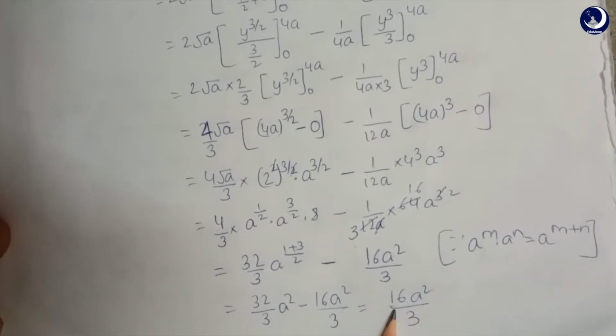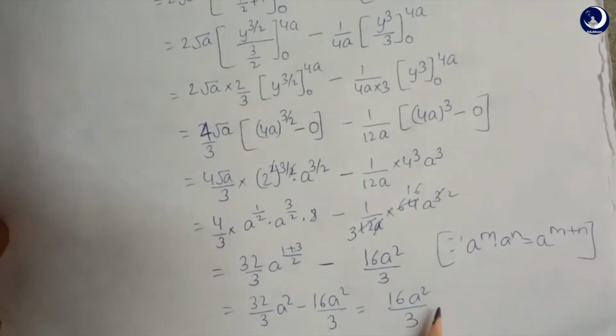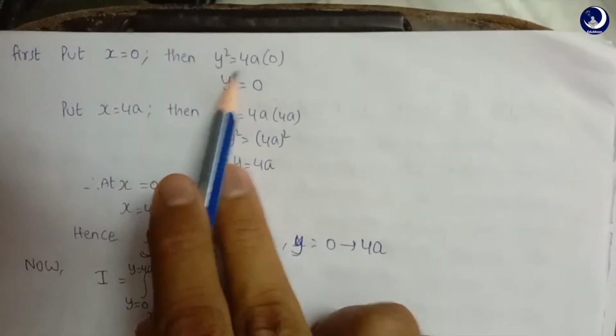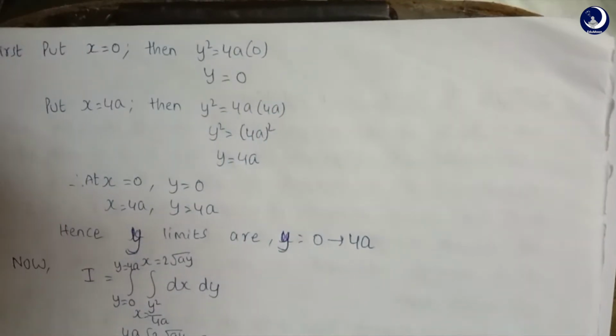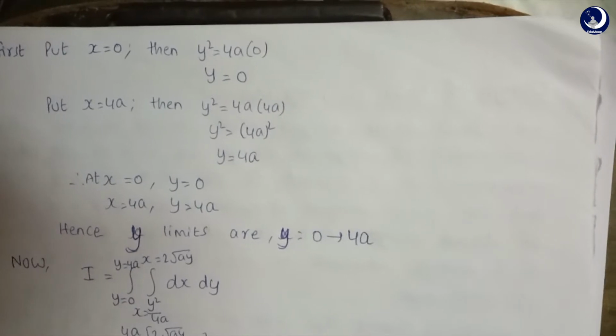So we get the required integration by the change of order of integration as 16a square by 3. If we put in this equation y square equal to 4ax or x square equal to 4ay, then also we get the same result, 16a square by 3. Now we come to the second example.